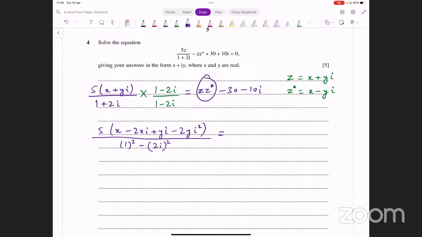Right side पे हम z और z conjugate की जगह पे क्या करते हैं? वो input कर देते हैं x plus y iota into x minus y iota minus 30 minus 10 iota.